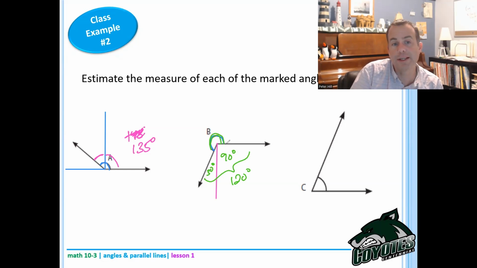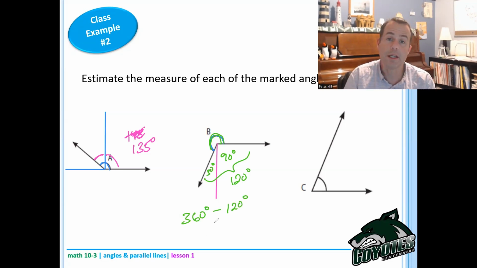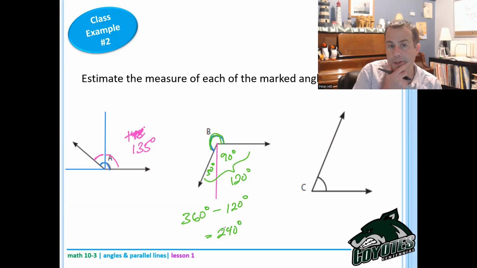So what I would think of is a full circle is 360. So I would subtract the piece that I just got, and that would get me a good estimate of that. Okay, so what's that going to be? 240 degrees would be a good estimate there.